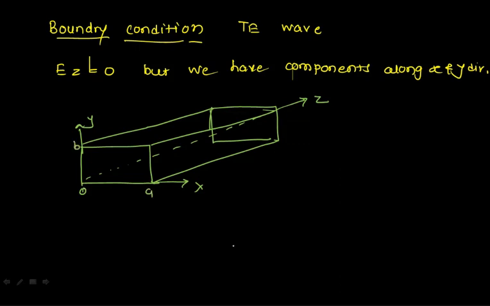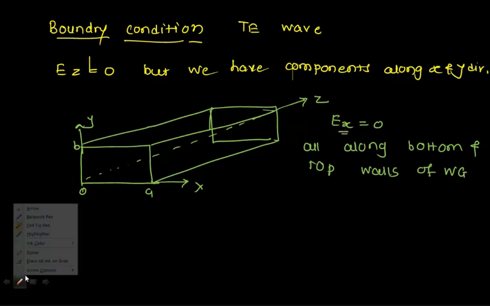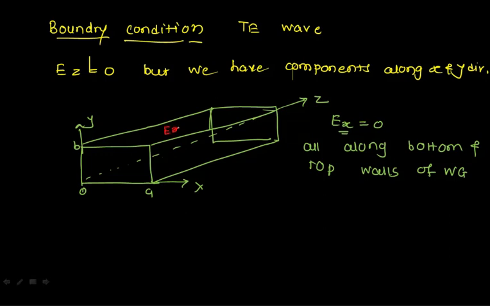So if your wave is TE wave, your EX will be 0. When it will be 0, it will be 0 all along the bottom and top walls of the waveguide. EX will be 0, but where will it be? Your EX will be 0 for upper and bottom. So here your EX will be 0 and at this bottom side also EX will be 0.